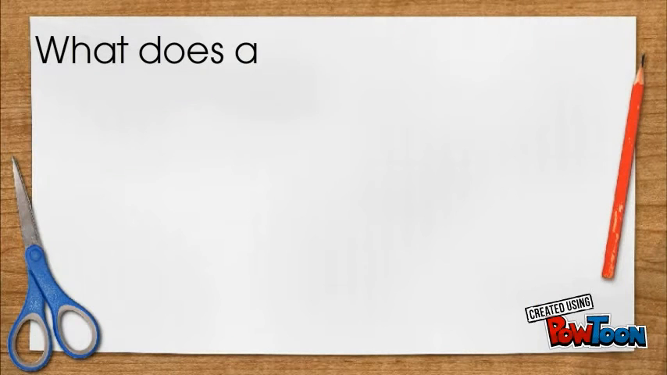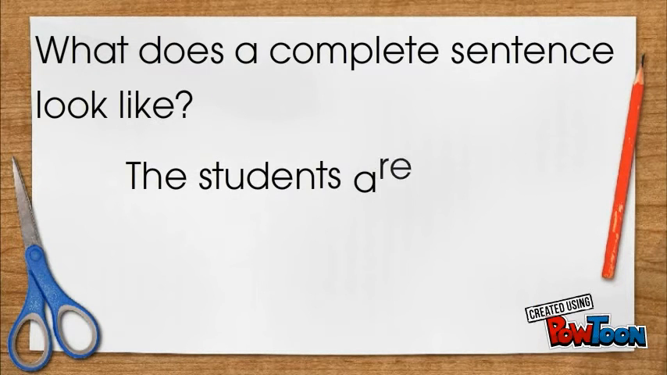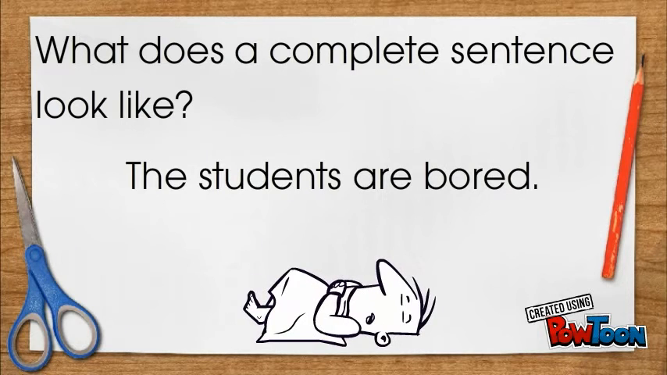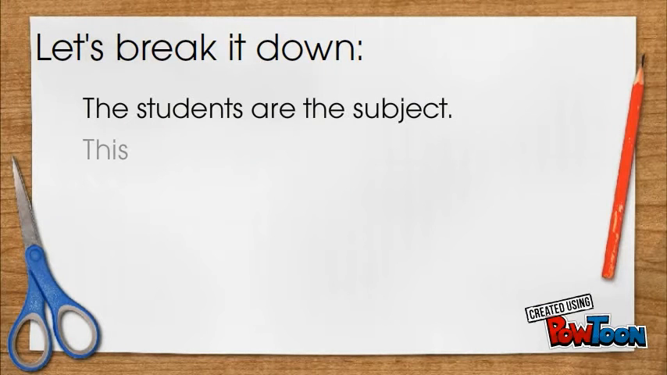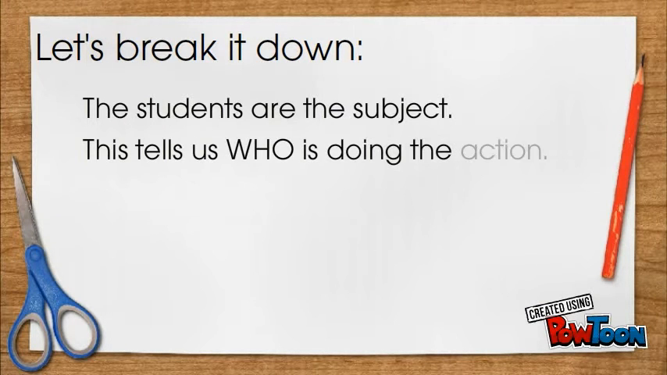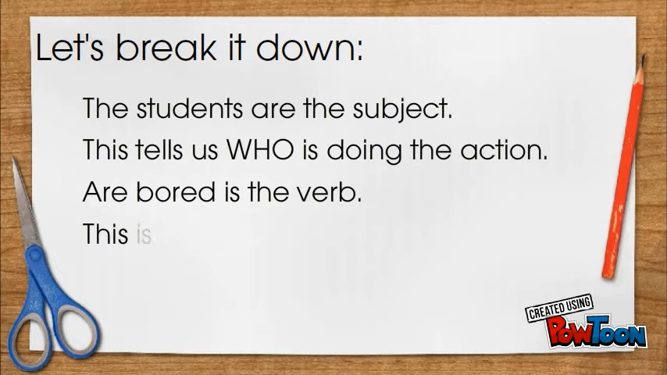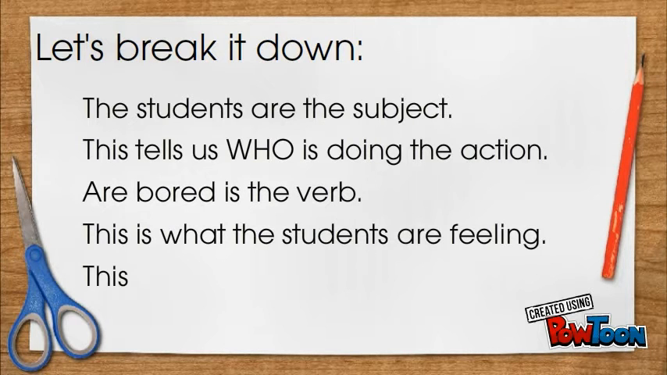Quick note, sometimes you may have more than one subject and or more than one verb in a sentence. Here's an example of a complete sentence. The students are bored. Oh, are you? That's a bummer. Anyway, the students is the subject. Are bored is the verb. And it expresses a complete thought.